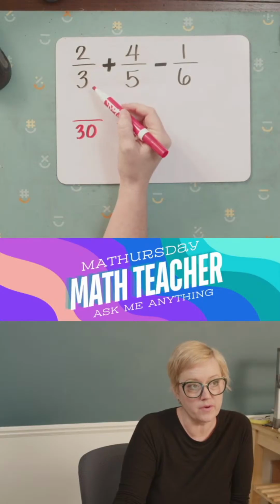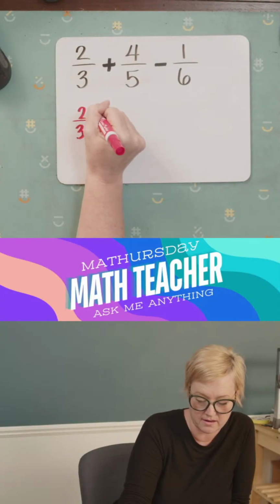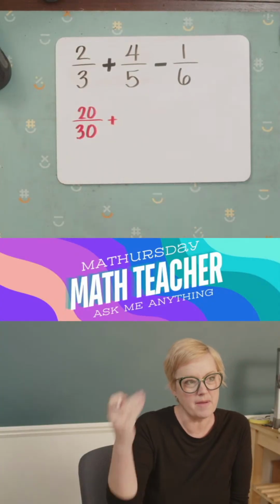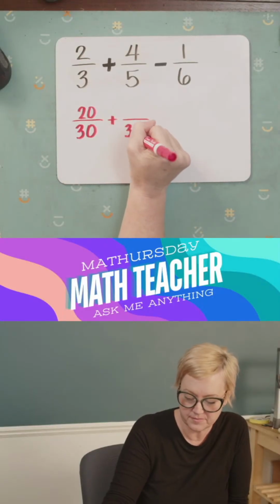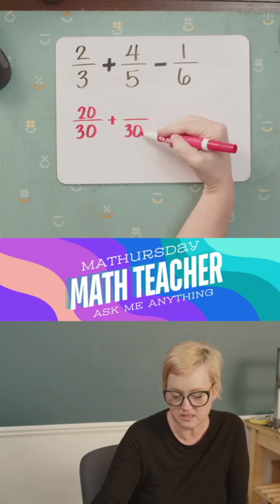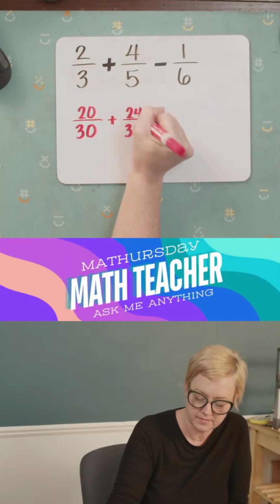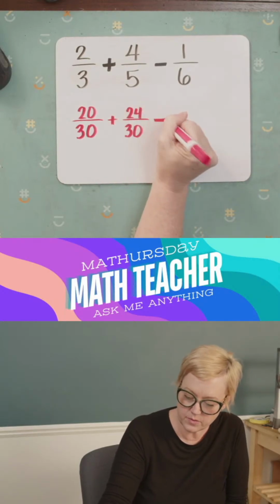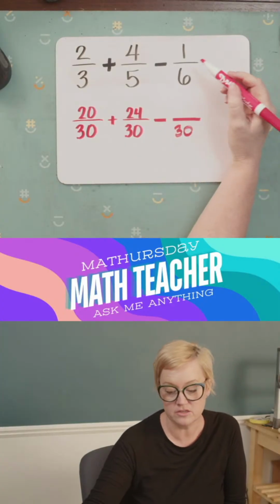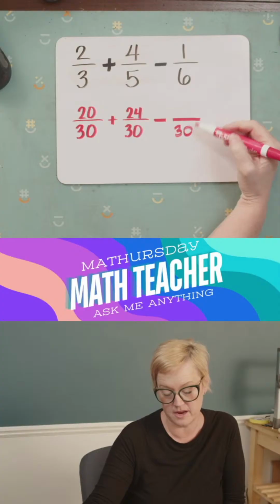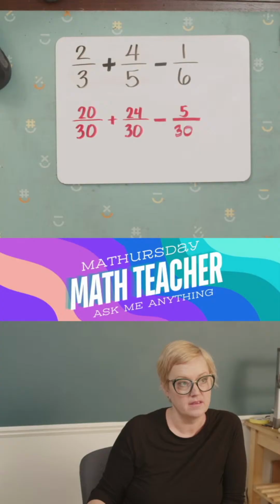So 2 over 3: 3 times 10 is 30, so 2 times 10 is 20. And then my plus and my minus is going to stay the same. Then 4/5: 5 times 6 is 30, so 4 times 6 is 24. And then this one is 1/6. But to put it over 30, we do 6 times 5 is 30, so 1 times 5 is 5. Okay.